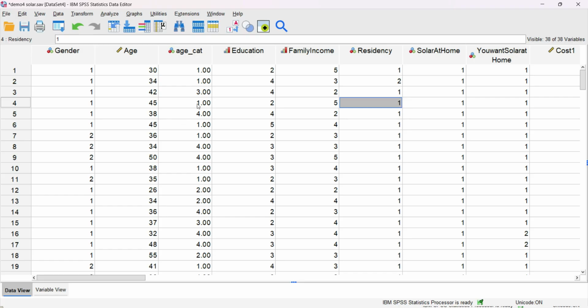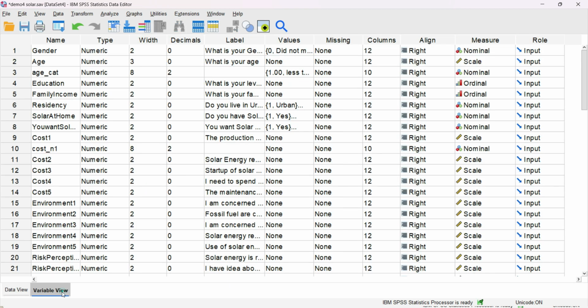For one sample t-test, we have two assumptions. Assumption number one is that our scale of measurement should be either interval or ratio, that is a scale. As you can see, the age variable is a scale measure, not ordinal, not nominal. If we have ordinal or nominal, then we are going to use a non-parametric test. And secondly, our data should be approximately normally distributed.